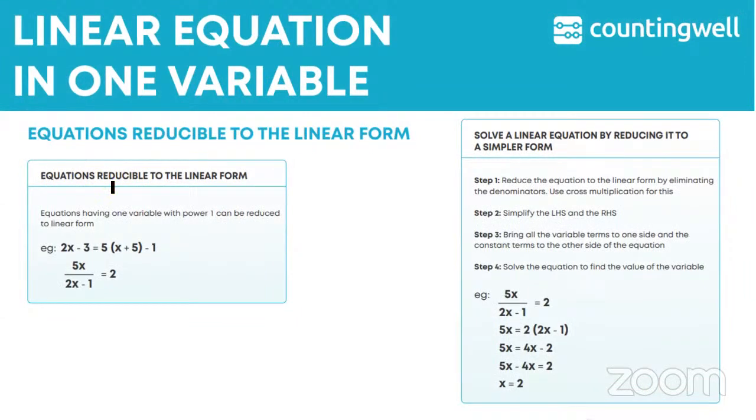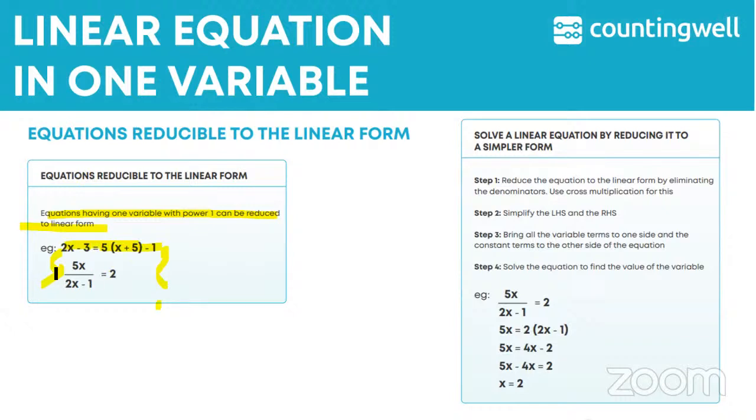Now let us see equations having one variable with power 1 can be reduced to linear form. So here you can see 2x minus 3 equals 5x plus 1 minus 1 can be written as 5x upon 2x minus 1 equals 2. Whatever I said, is it true? No. These two linear equations are different.